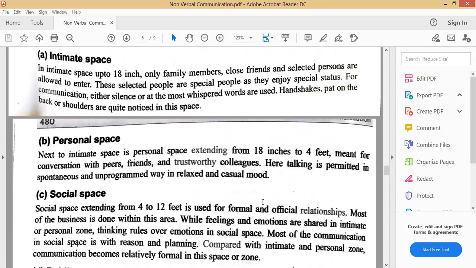First is intimate space. So in intimate space, up to 18 inches, only family members, close friends, and selected persons are allowed to enter. ठीक है.